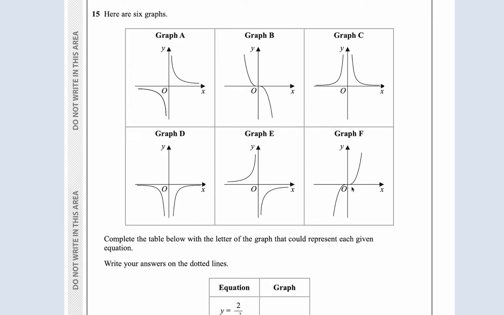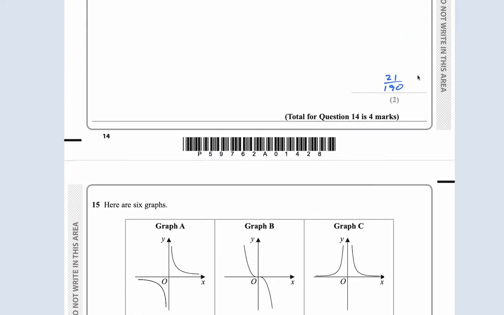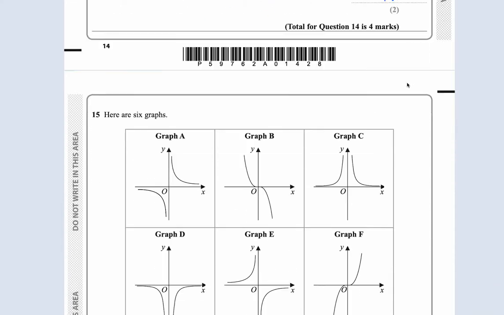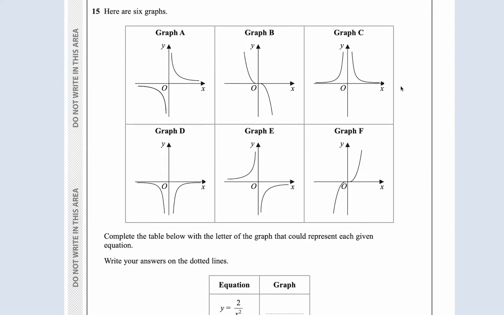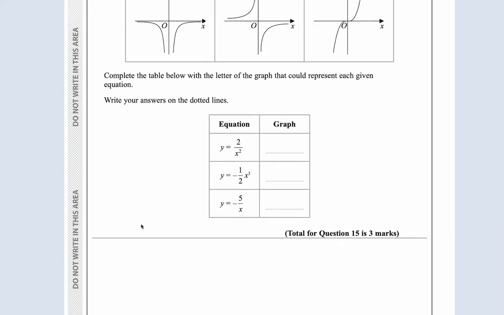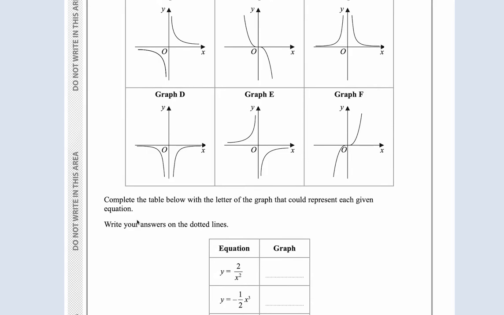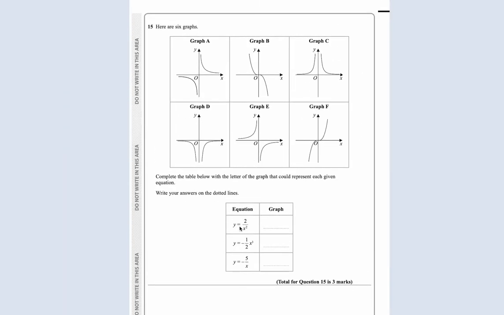Question 15. Hang on, guys. Is this correct? Yes. Okay, here are 6 graphs. A, B, C, D, E, F. Complete the table below with the letter of the graph that could represent each equation. Write your answers on the dotted line. Okay, so let me zoom out. 2 over x squared. So let's maybe think of the ones that we do know.